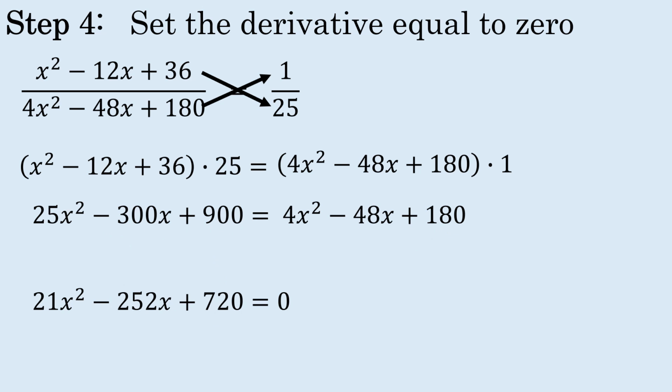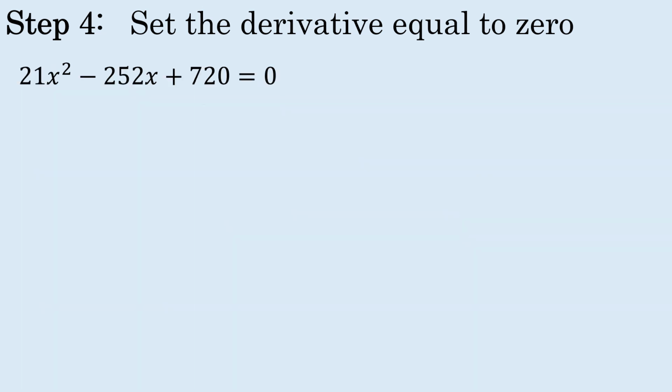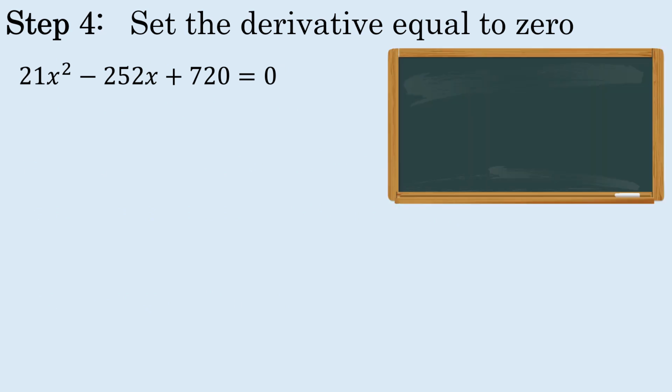At this point, we have a quadratic equation. We can use the quadratic formula to solve it. To solve 21x squared minus 252x plus 720 equals 0 using the quadratic formula, we'll first recall the quadratic formula. I think that if you are doing an optimization problem in calculus, you're very familiar with the quadratic formula and have used it many times in the past.